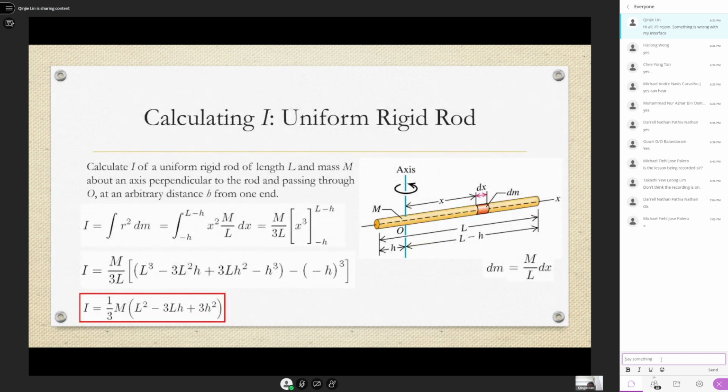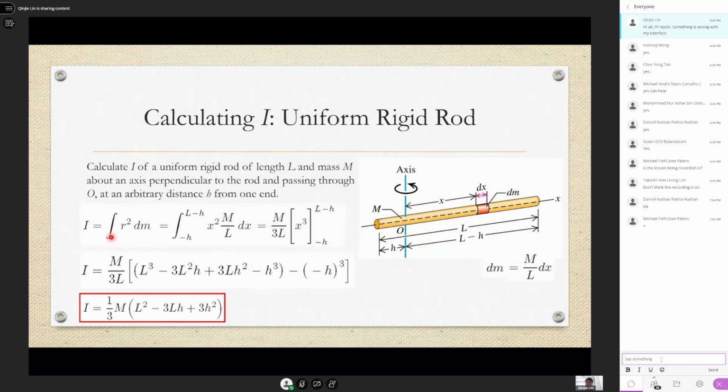Okay, so now we go into the next section: how to calculate moment of inertia for different shapes, different objects. We'll be calculating using a general formula. This is the general formula, right? The moment of inertia equals the integral of r squared dm. Then we will be coming out with different expressions for different shapes.